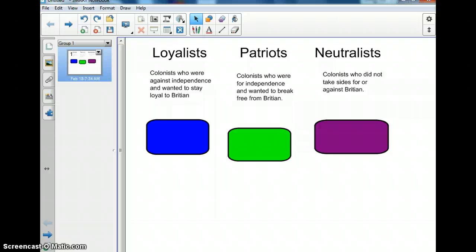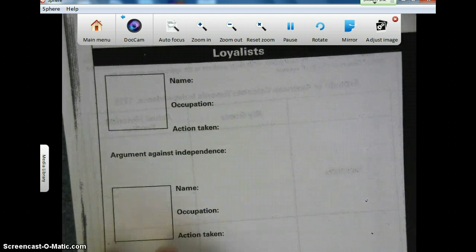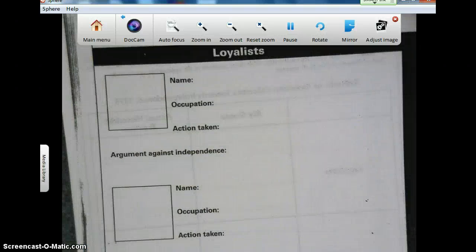Tonight for homework, you're going to be reading about 3 Loyalists and 3 Patriots and finding out information about those Loyalists and Patriots. Things you'll be looking for as you're reading are you're going to be writing down their name, and in this box here, you will be cutting out and gluing their picture in. You're going to be looking for their occupation, which is their job. What actions did they take, either in support of Britain or against Britain? And then what were their arguments either for or against independence? So those are the 4 things that you're going to be looking for as you read through each section.